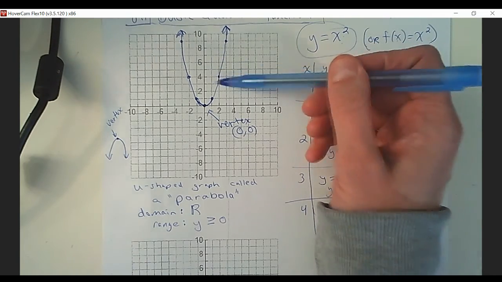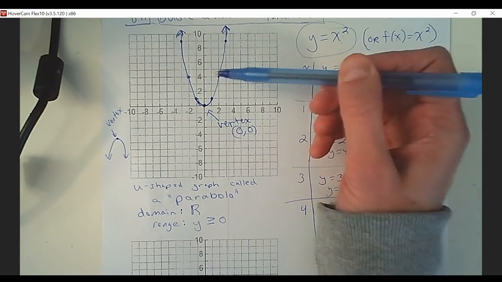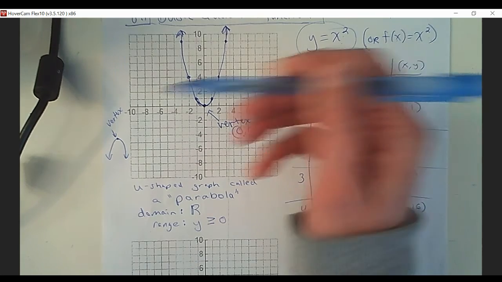So we'll be doing horizontal shifts, vertical shifts, reflection over the x-axis, as well as vertical stretches and shrinks in our next lesson.